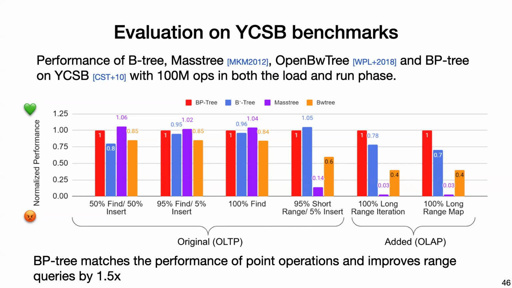So to recap the results, like I said, BP-tree matches the performance of the point operations and improves the range queries by 1.5x at best, compared to just this off-the-shelf B-tree that we put optimistic concurrency control on. It turns out that the other research-level things are quite poor in range queries.